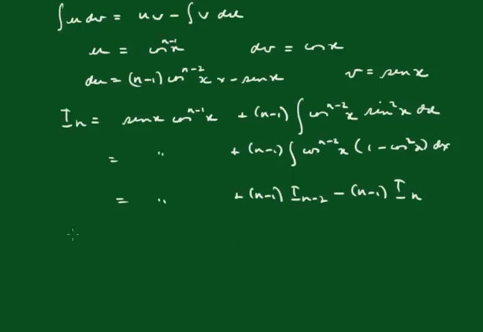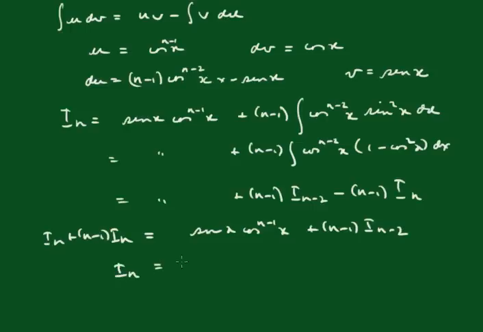Alright, now take it across the other side. We get I_n plus (n-1) I_n equals sin x cos^(n-1) x plus (n-1) I_(n-2). This becomes just n I_n, so I'm dividing through by n, and we get the result we're after: I_n equals (1/n) sin x cos^(n-1) x plus ((n-1)/n) I_(n-2).